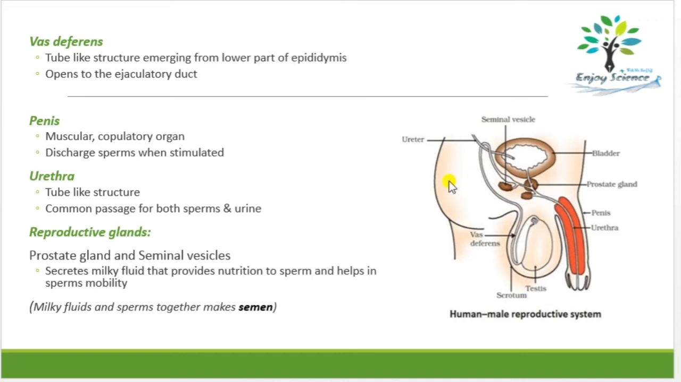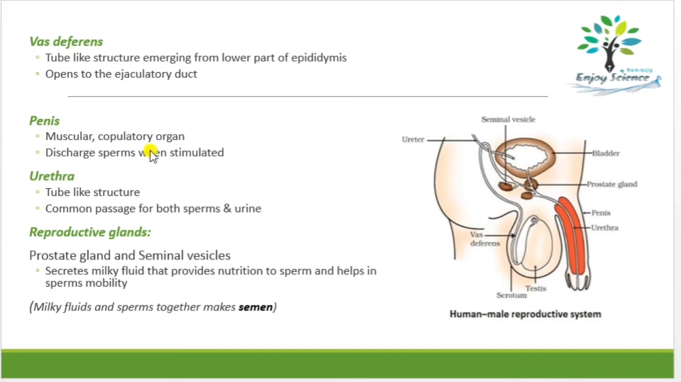The next structure is penis. Penis is a muscular organ, which means it is made up of muscles, and it is also called the copulatory organ. It is called a copulatory organ because it has the major role in copulation or mating, also called coitus. The function of penis is to discharge sperm within the vagina.